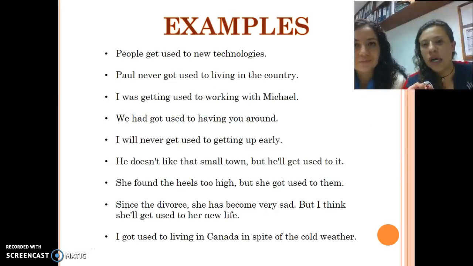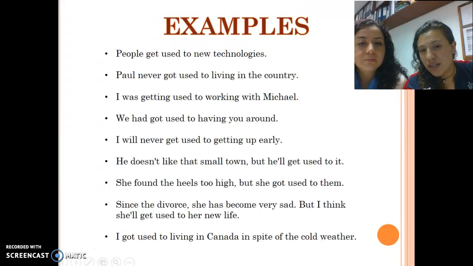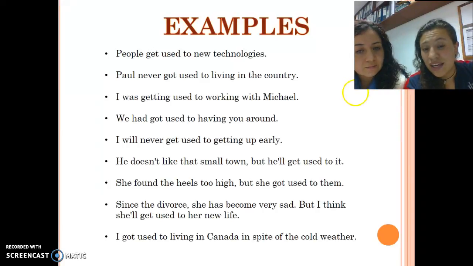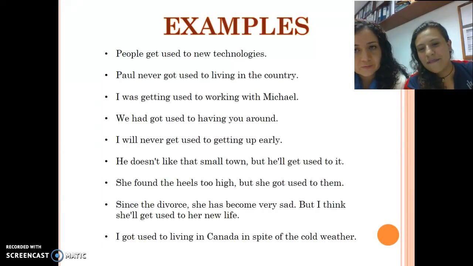There are other examples. People get used to new technologies. Okay, Paul never got used to living in the country. I was getting used to working with Michael. He had got used to having you around. I will never get used to getting up early. He doesn't like that small town, but he'll get used to it. She found the hills too high, but she got used to them. Since the divorce, she has become very sad, but I think she'll get used to her new life. I got used to living in Canada in spite of the cold weather.